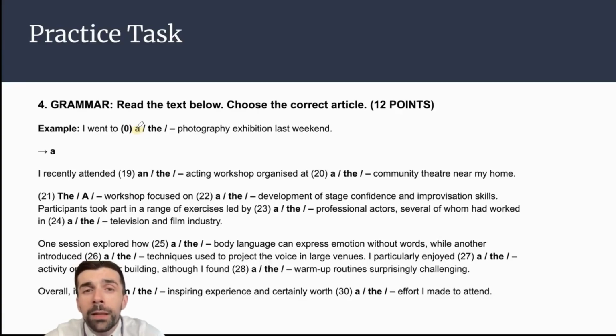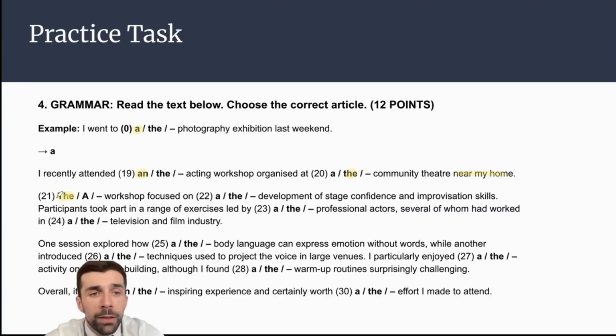Time is up. If you need more time, you can hit pause and then resume the video when you're ready to continue. Let's talk about the answers all together. I recently attended an acting workshop, because it's the first time we've heard about it, organized at the community theater near my home. We know which community theater, it's specific, so we need to use the.